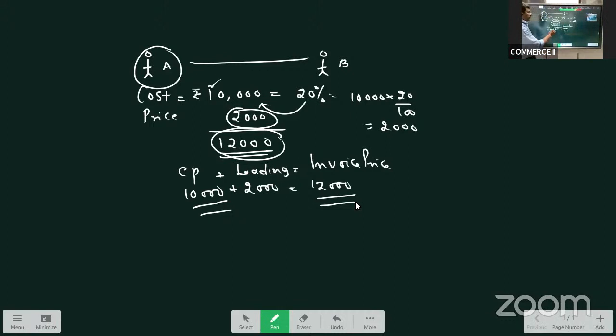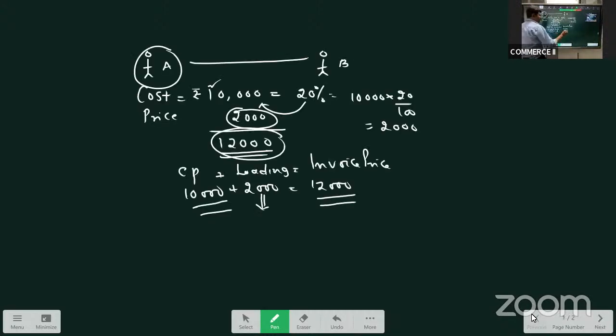Okay, so we'll be taking up questions based on this. What method we are doing? We are doing invoice price method, right? And this 2,000 excess amount is called as loading. Okay, so we'll directly take one question based on invoice price method. Page number 82, question number 11. Manasvi of Medak consigned 50 boxes of medicine to Vedangna of LRD. The cost of each box is 800 and invoice price is 1,000.